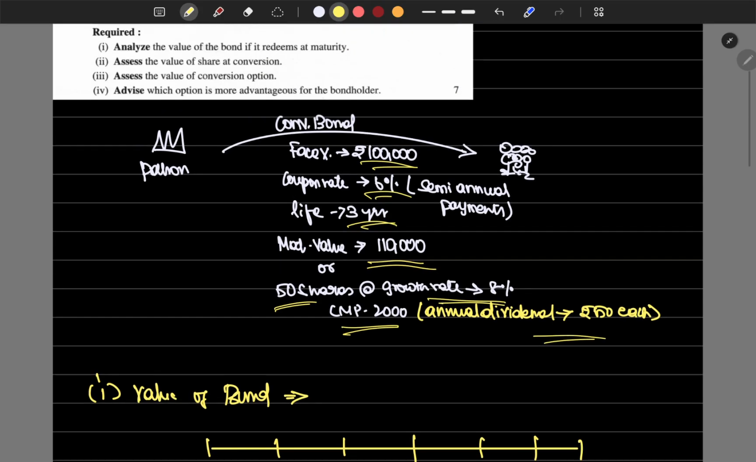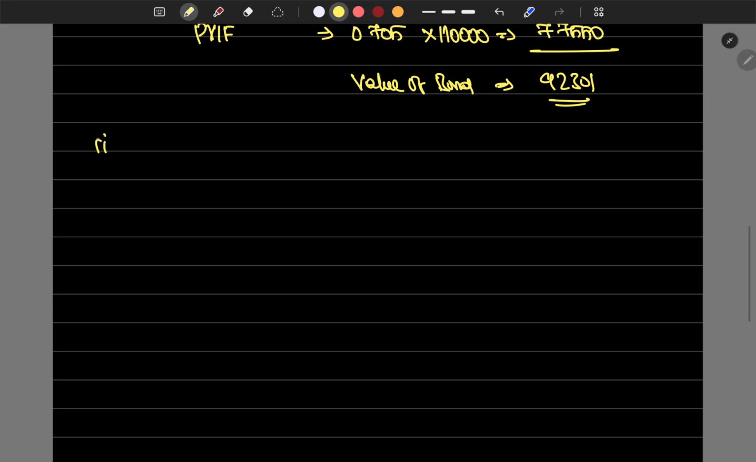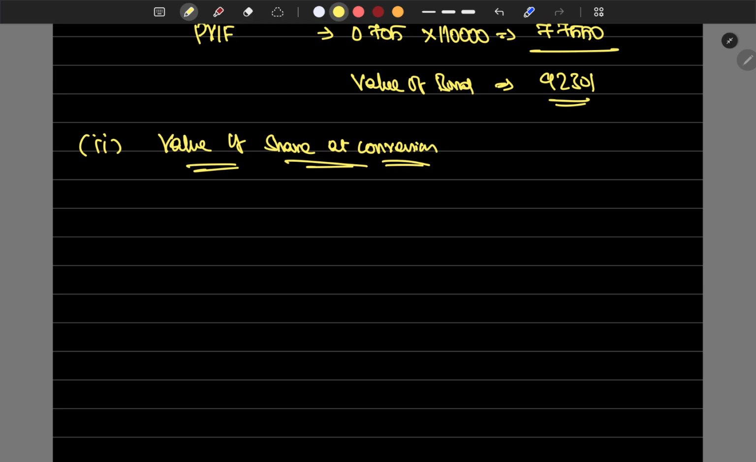Now we'll calculate the value of share at conversion, the value of share at maturity. At conversion means at the conversion time, at maturity. What's the present value of the share, which is 2000, right? What's the future value, that we don't know. What's the growth rate? Growth rate, you know, which is 8 percentage.